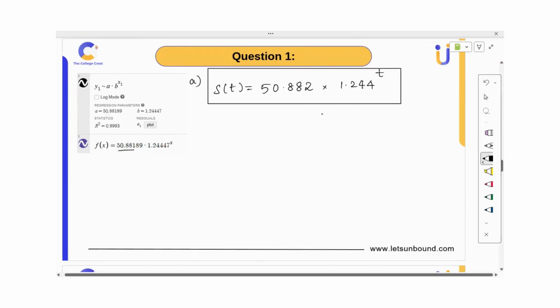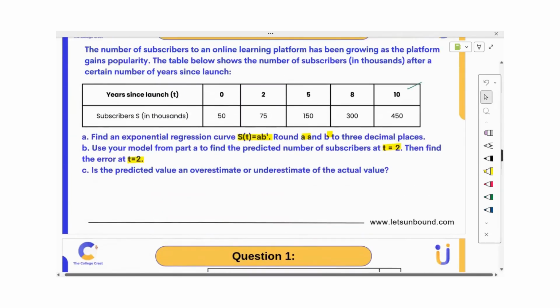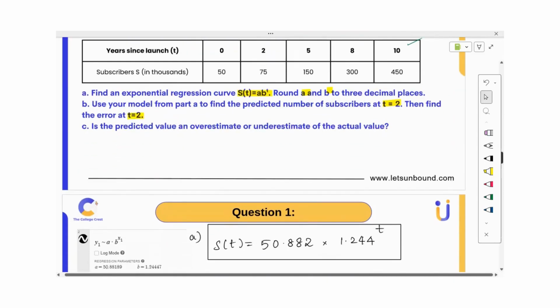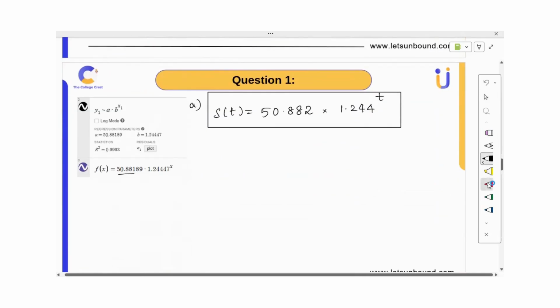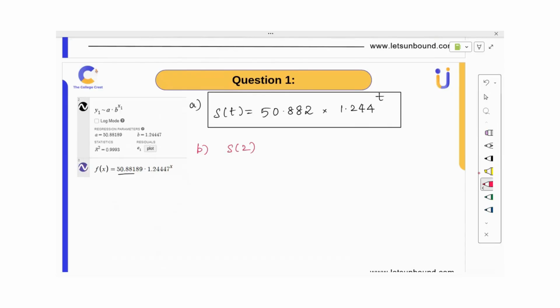This is your A part. We round it to three decimal places. Now use your model from part A to find the predicted number of subscribers at t equal to 2. This will give you the prediction. So for B, you need to find S of 2. You can just plug in 2 here, so we can find it.